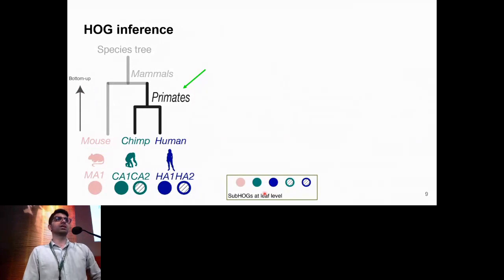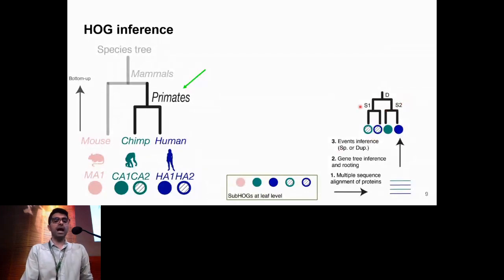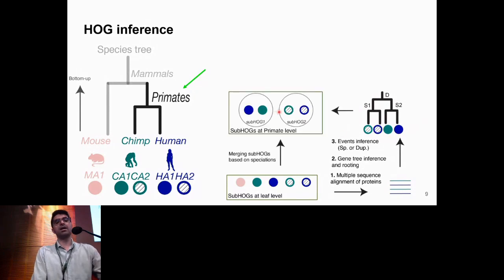First, I use a multiple sequence alignment, and then I infer the gene tree, and I need to root it, and then infer the speciation or duplication event using species overlap. And here I will have this gene tree. Then using the speciation event in this gene tree, I decide to merge these sub-HOGs. For example, here, this one should be merged together.